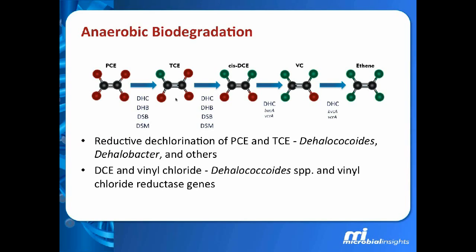We have sequential reductive dechlorination of PCE and TCE through DCE to vinyl chloride and ultimately ethene. Several groups of organisms are capable of reductively dechlorinating PCE and TCE, as we have shown here. We have Dehalococcoides, Dehalobacter, Desulfitobacterium, and Desulfuromonas. But there's only one known organism that can dechlorinate the DCE and vinyl chloride, Dehalococcoides. And we can also look at a couple of functional genes to make sure the vinyl chloride to ethene conversion is going to be an efficient step.